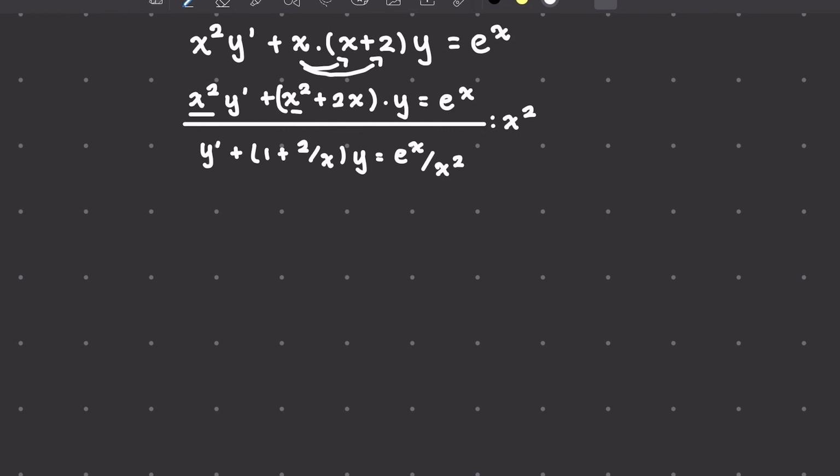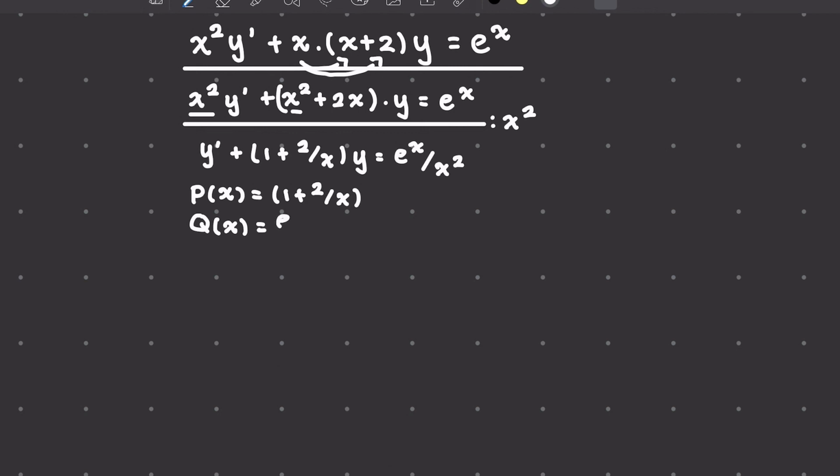We've made this equation into the general form of a linear differential equation, and so we just need to define the variables. What is P(x)? P(x) is 1 plus 2 over x. What is our Q(x)? Our Q(x) is e to the x divided by x squared. And what is our integrating factor? Remember, it is e to the power of the integration of P(x) dx.